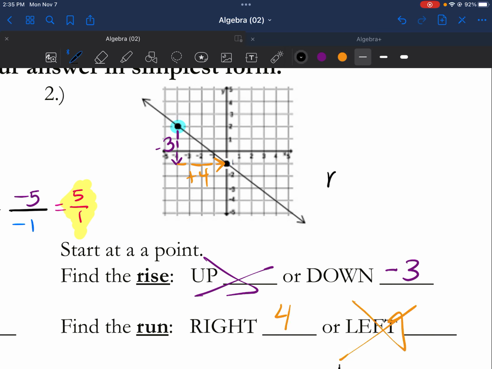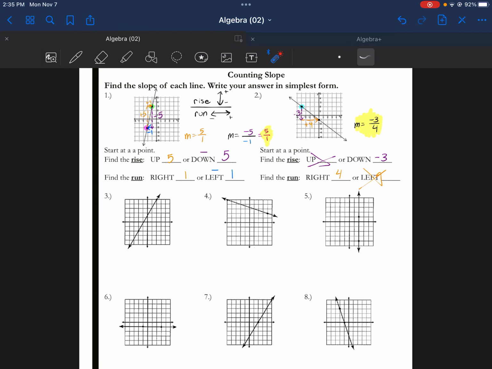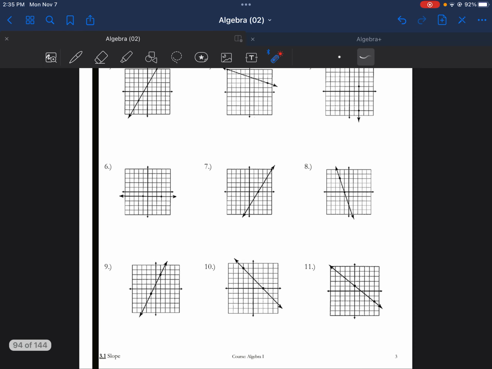So we can set up our slope. Rise over run, right? Rise over run. So it is a -3/4. And you can double check it, right? Is this slope negative when I look at it from left to right? Yeah, that's going down. It should be a negative slope. You are going to practice counting these over and over and over again.